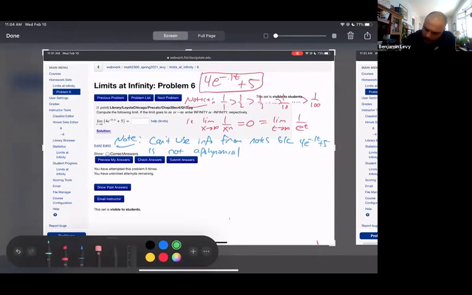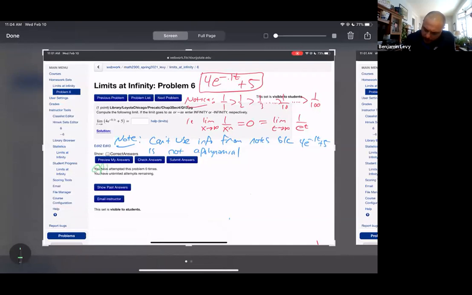Do I have room to put it in here? I'm probably just going to have to start writing over top here. So here are my options for solving this one. Number 1, let's just do the straight limit. So the limit as t goes to infinity of 4e to the minus 0.1t plus 5.